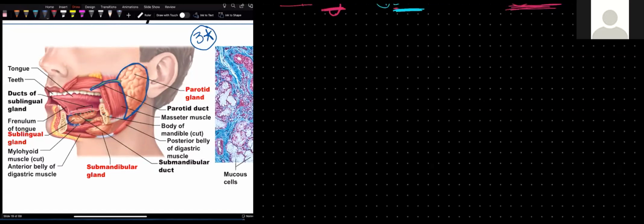Located below the tongue, we've got the sublingual salivary gland. Remember, the openings are located away from the lingual frenulum. This is my lingual frenulum on here.